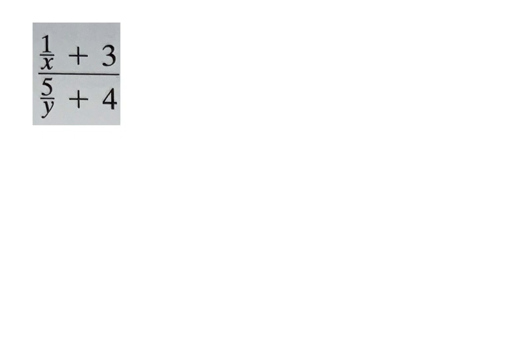The other way to do this is to get a common denominator on the numerator and then a common denominator on the denominator, and then just do keep, change, flip. All right, so let's look at this one. Just the numerator here. What is my common denominator? x. So I already have 1 over x. What do I need to multiply this 3 by to get it over x? Yeah, so I get 3x over x. So that becomes 1 plus 3x over x.